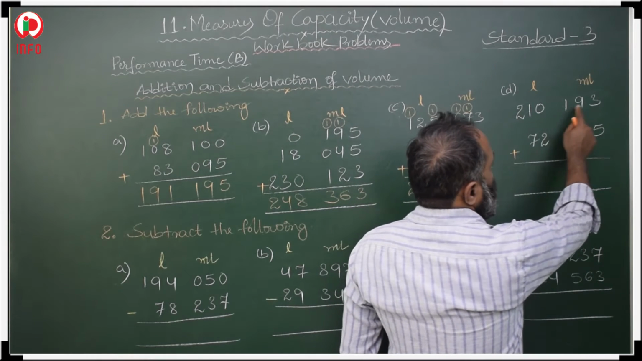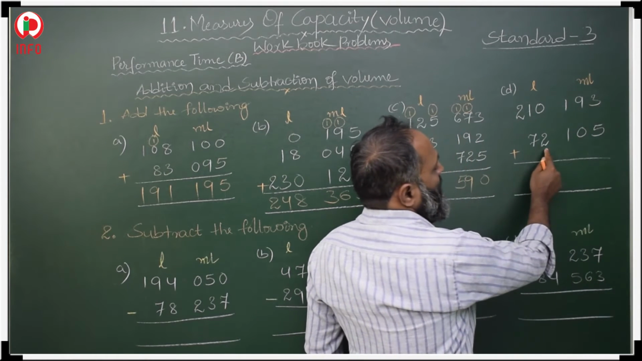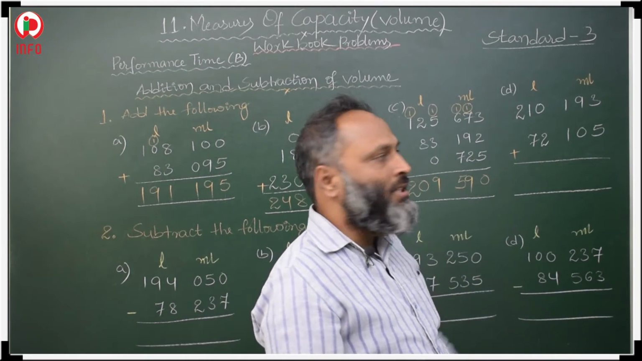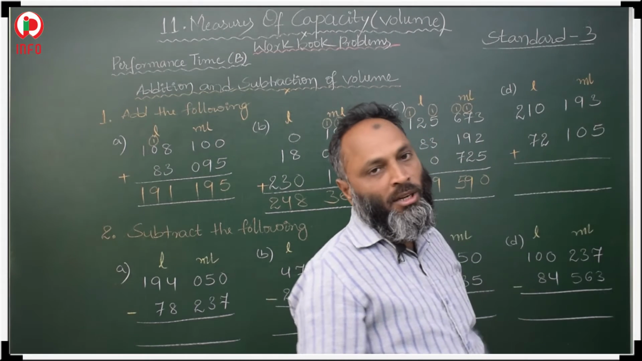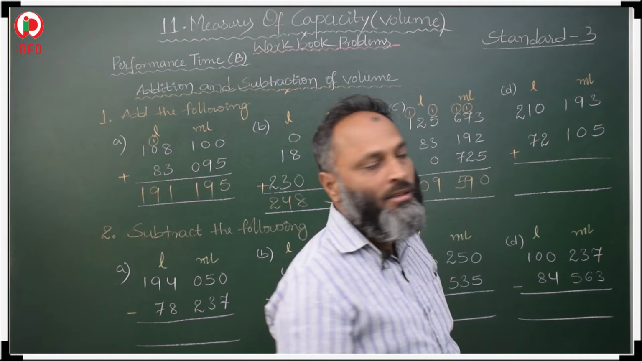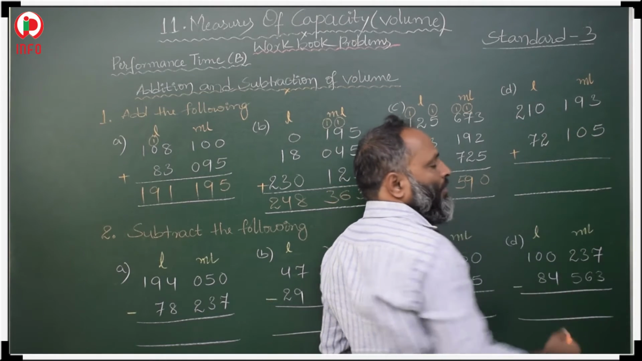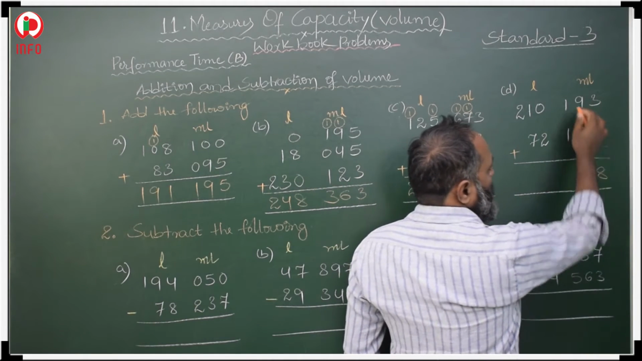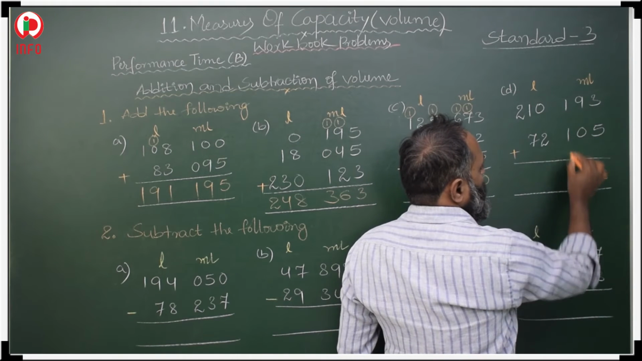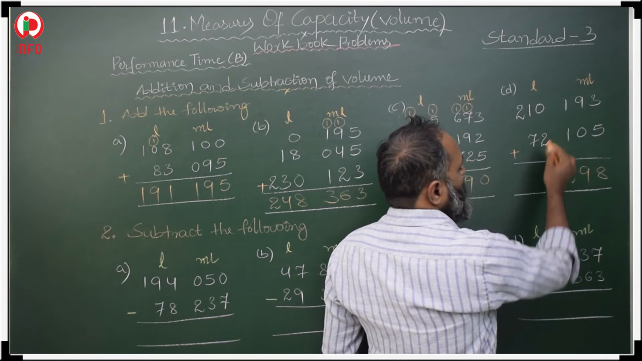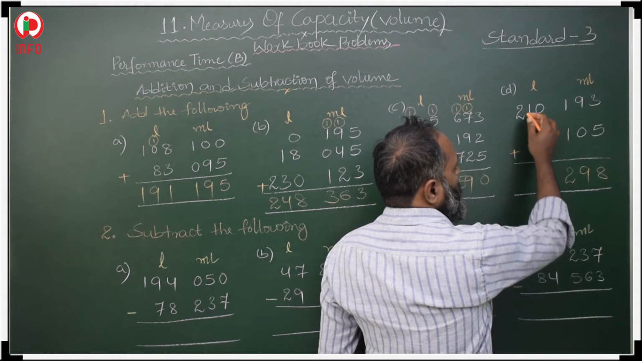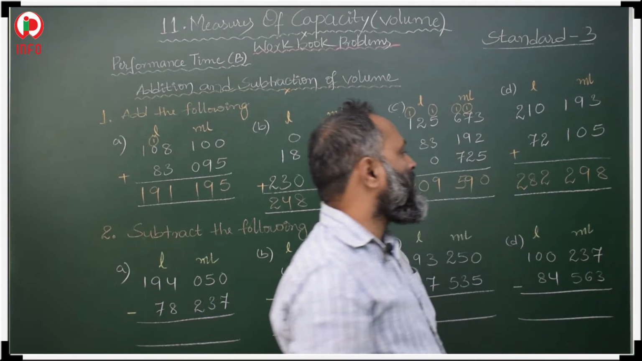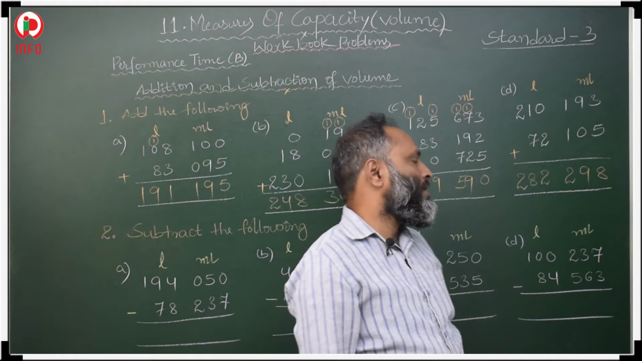210 liters, 193 milliliters. 72 liters, 105 milliliters we have to add. First we have to add the extreme right digit in milliliters, that is the ones place. 5 plus 3: 5, 6, 7, 8. 8. 9 plus 0, 9. 1 plus 1, 2. 0 plus 2, 2. 7 plus 1, 8, and this is 2. 282 liters, 298 milliliters.